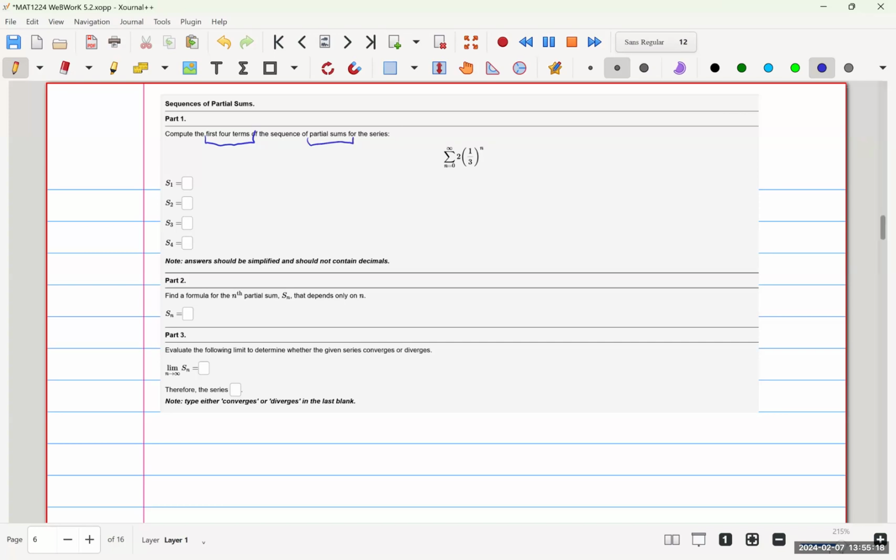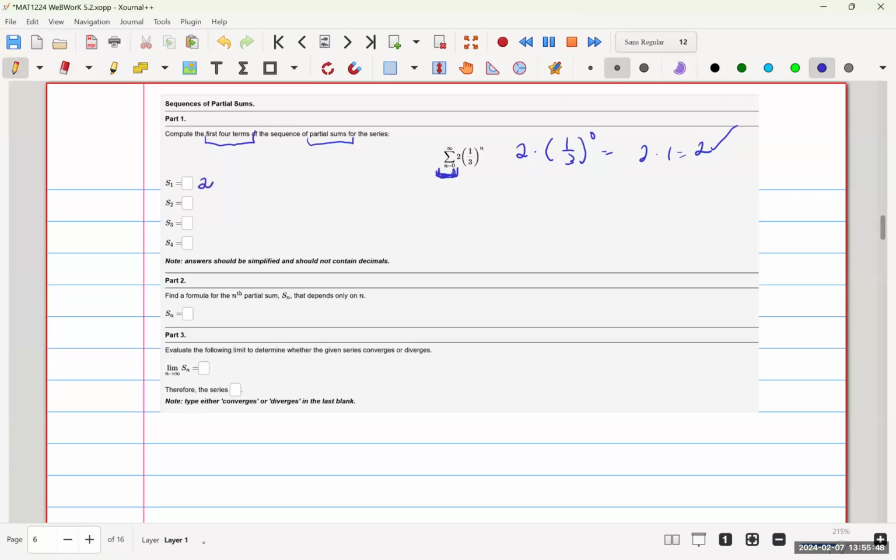So if we start with 1, oh wait, no, actually, n equals 0 here. So remember, keep an eye on that. That changes everything. I was about to say our first S of 1 is just going to be 2/3, but we have 2 times 1/3 to the power of 0, which is just 2 times 1, which is just 2. So remember, always keep an eye on what your n is starting at. So we'll just do it here.